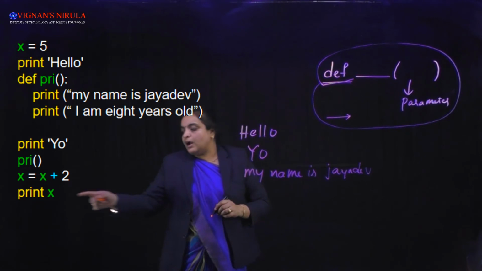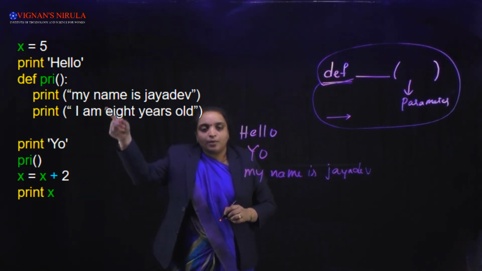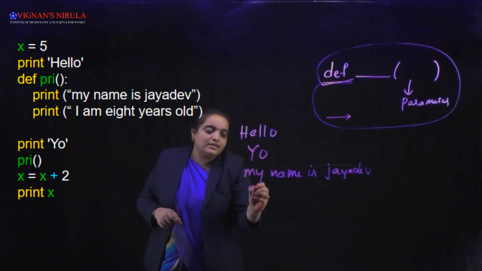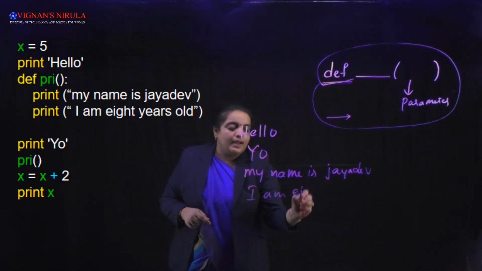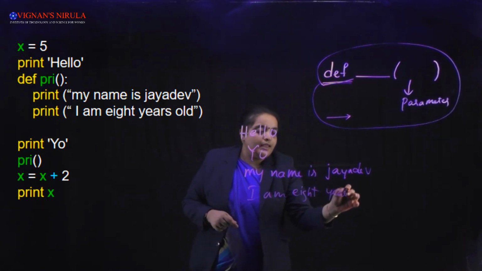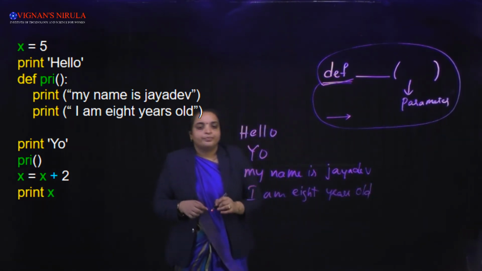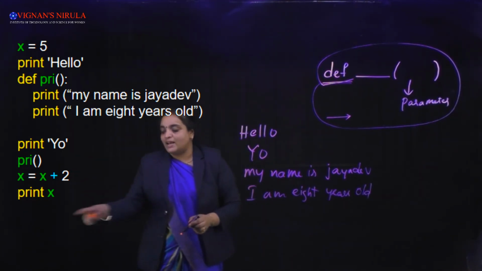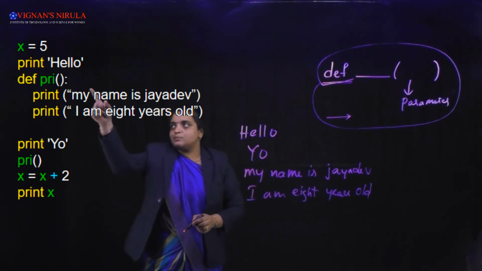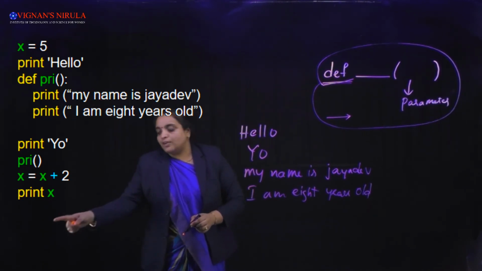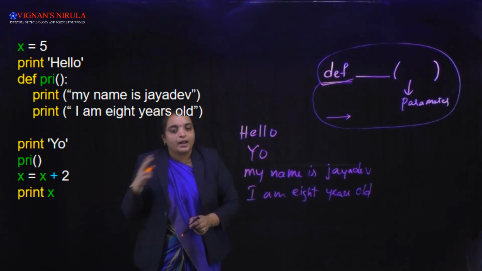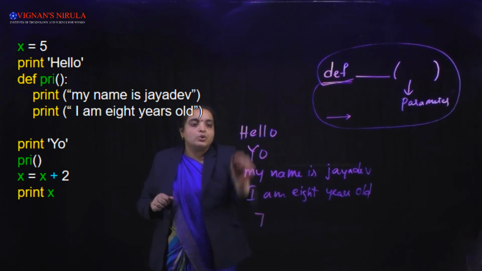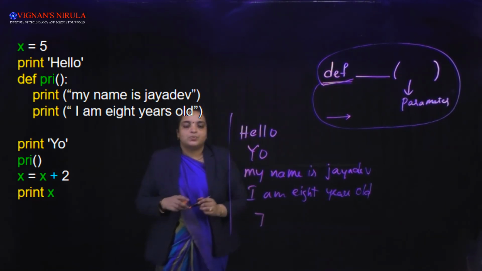The control comes to the function and it will print the block of statements that are there in the function. Okay, so then the next statement, that is I am 8 years old. Clear? Then it comes back to the original program and it will execute x is equal to x plus 2. So x is equal to 5, and x is incremented by 2. So what is the value that is printed here? It will print 7. So in this way the user defined functions will work.